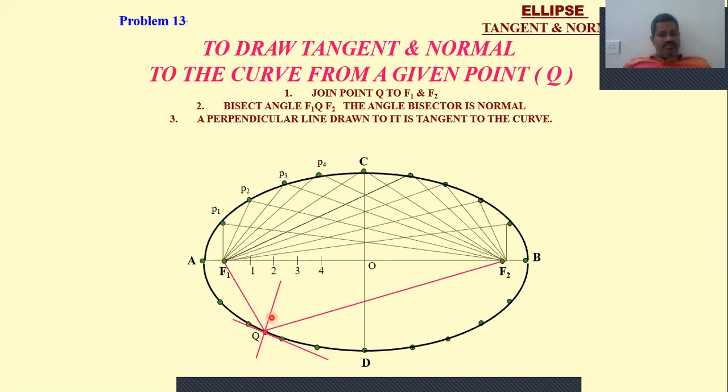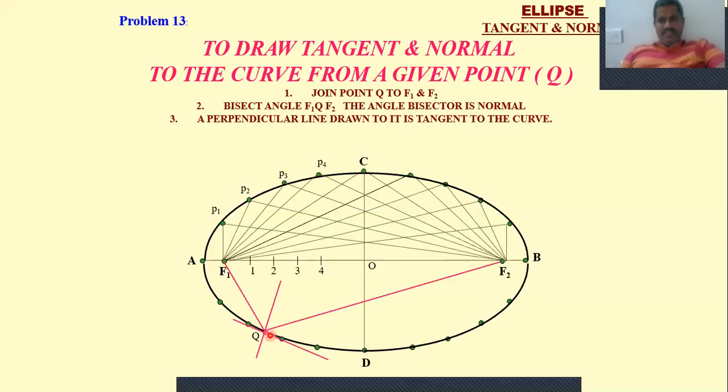Now this line will become the normal to this curve which is passing from the given point, and this line will become tangent to this curve which is passing from the given point. This is what drawing tangent and normal to a point on the ellipse.